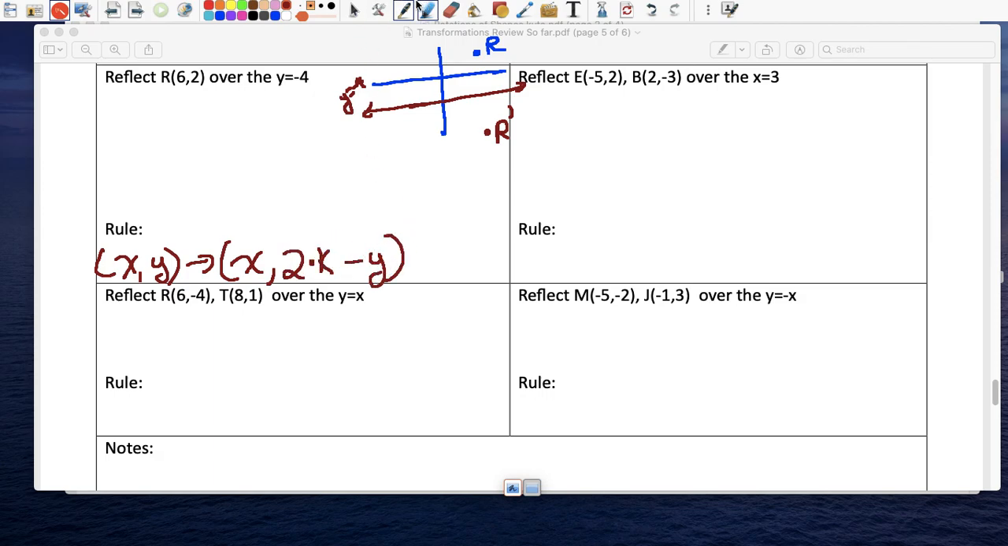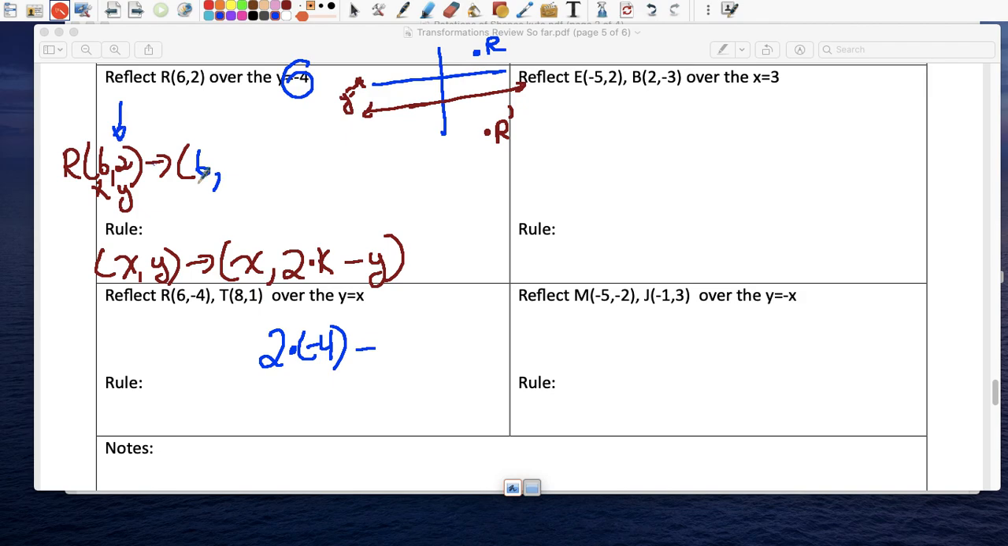So let's do that. We had a point R called (6, 2). How is it going to change? Well, first of all, the x is not going to do anything. So that 6 is still going to be 6. But the y value, we're going to take 2 multiplied by -4 and then subtract the y value, which is 2. 2 times -4 is -8, and -8 minus 2 is -10. So our final answer for point R prime would be this.